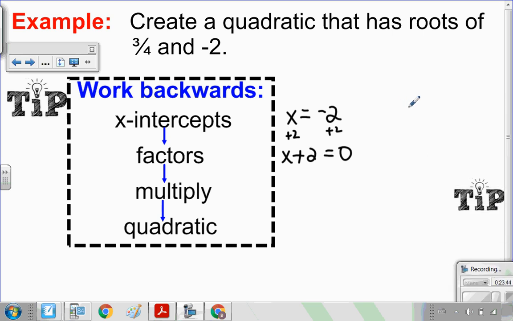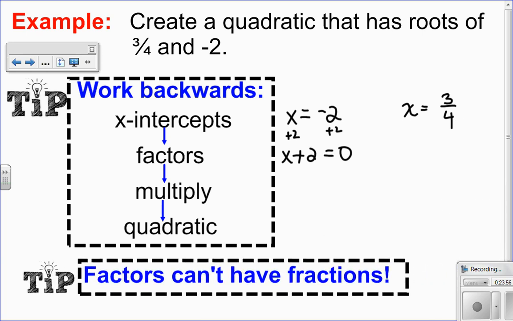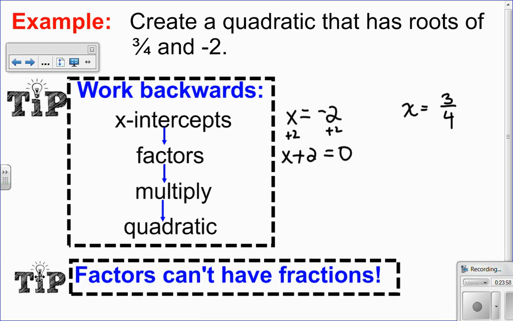Okay, so I have x equal to 3/2. Now, when I'm creating a quadratic, I do not want any fractions at all. I believe that's my next tip. Yes: factors can't have fractions. So see how it's x equal to 3/2? I'm not going to subtract 3/2 from both sides. I'm actually going to multiply both sides of the equation by 2. So if I multiply x by 2, I get 2x.